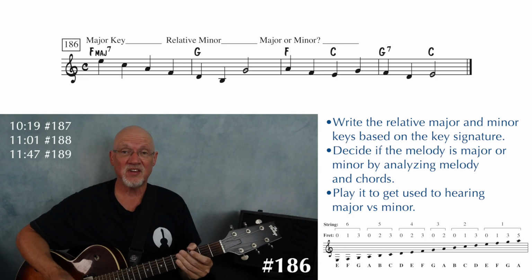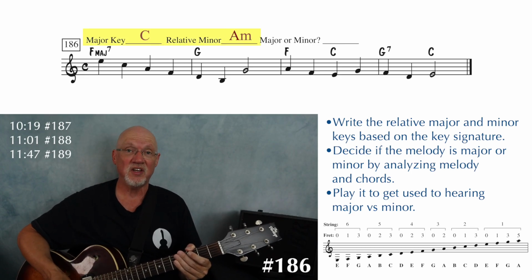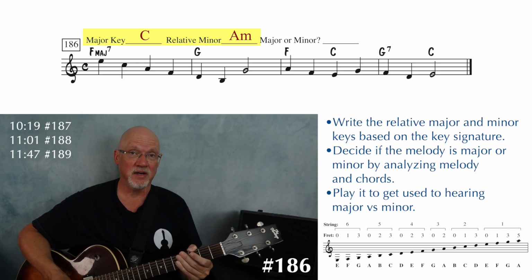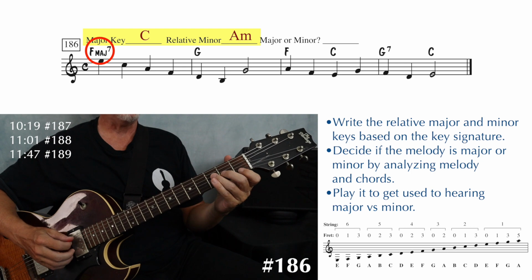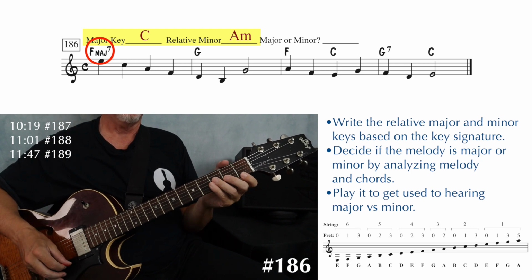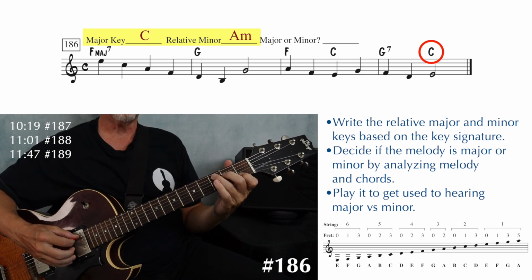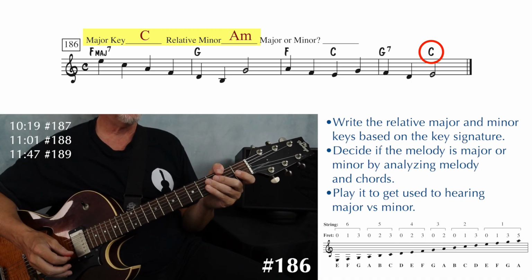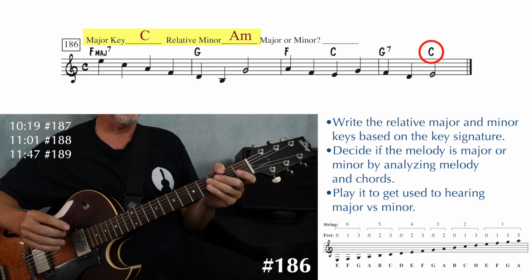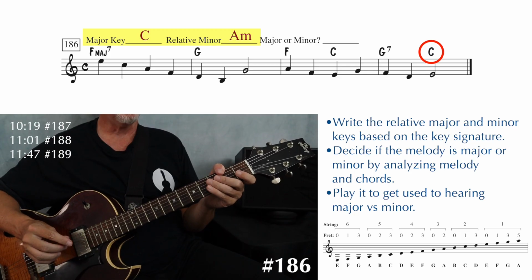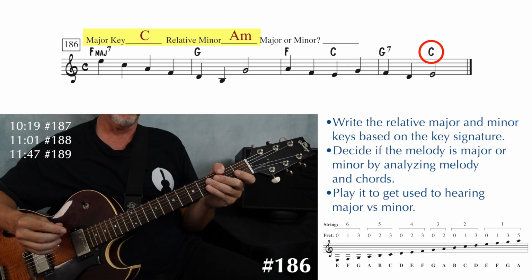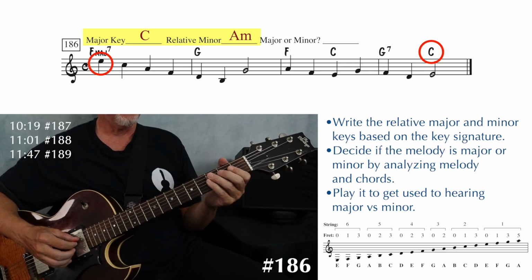Number 186 has no key signature. If it's a major key, that'll be the key of C major. The relative minor of C major is A minor. This one begins on an F major 7, which is no help, but it does end on a C chord, so that's a very strong indication that this is in the key of C major. Now, it's hard to tell just from looking at the melody whether the melody centers around a C or an A, because we start on an E and we end on an E.